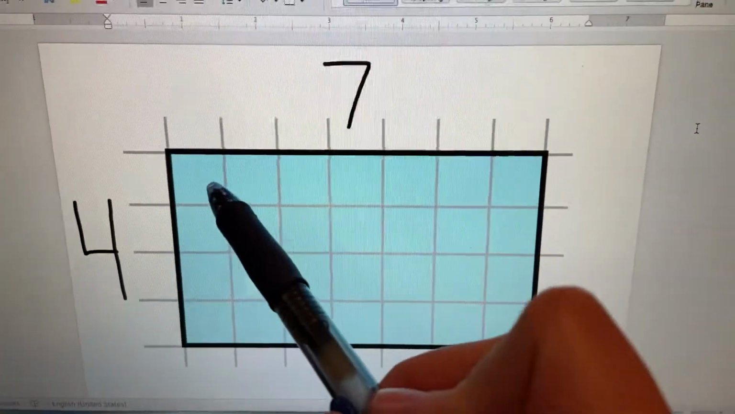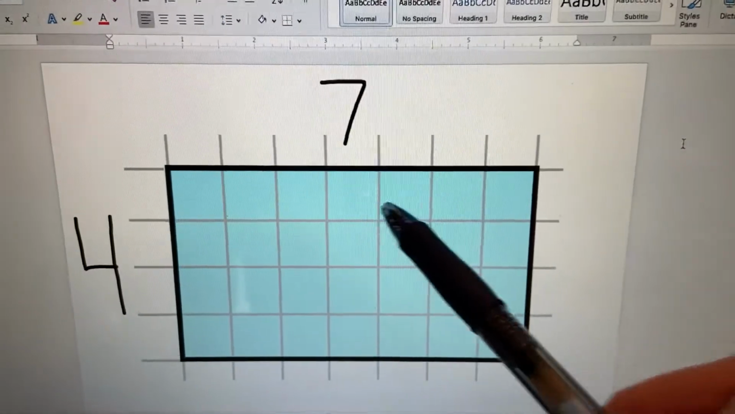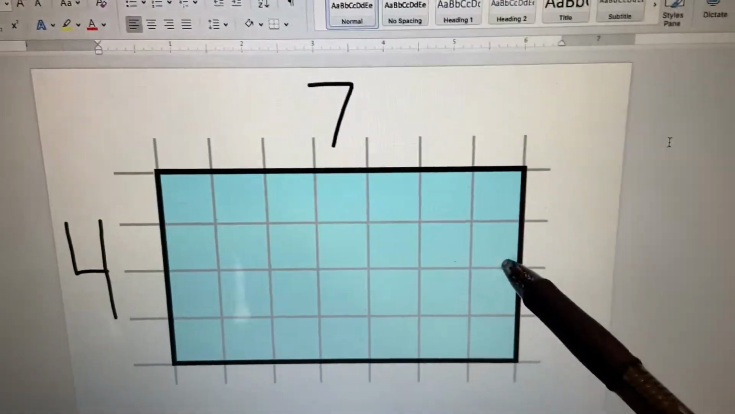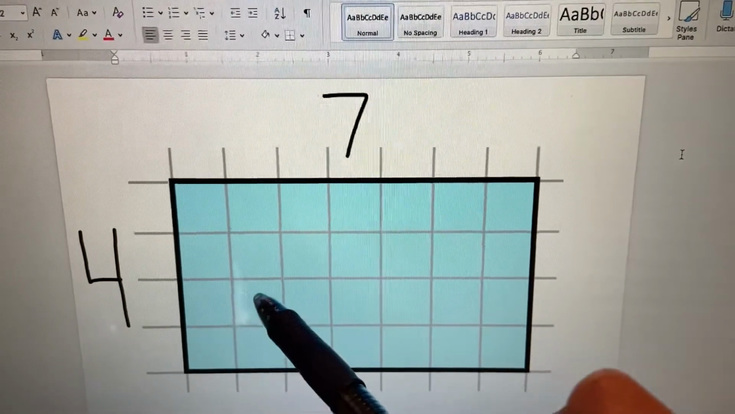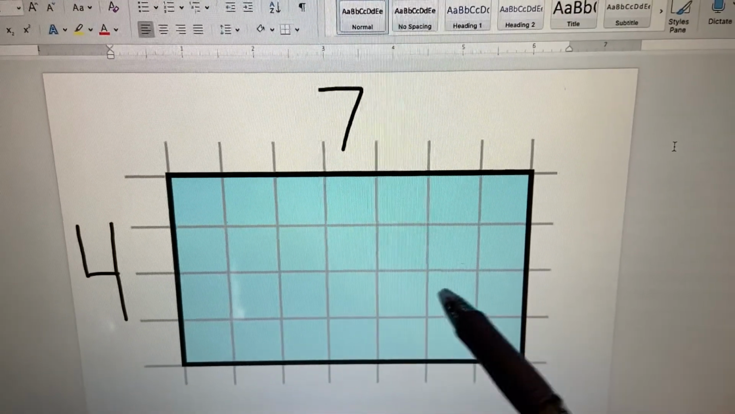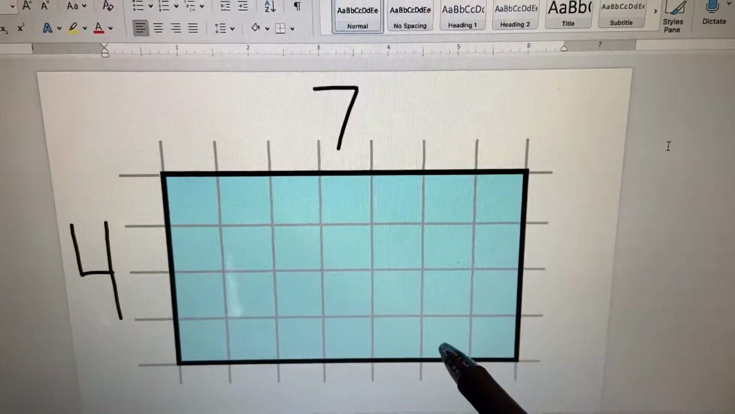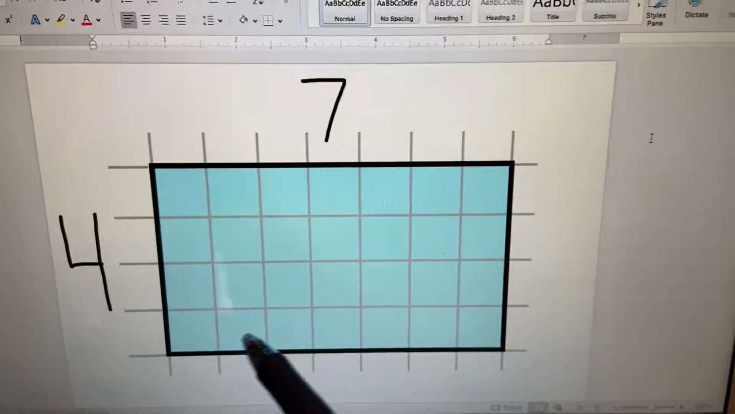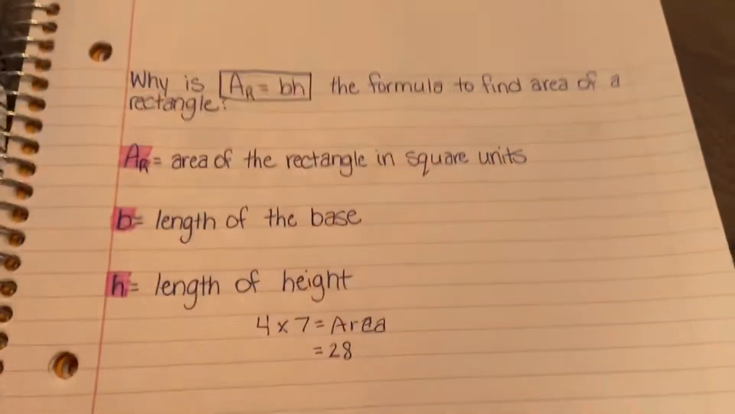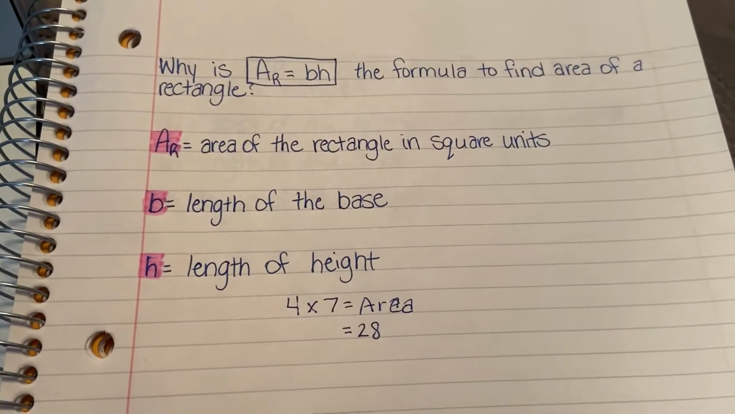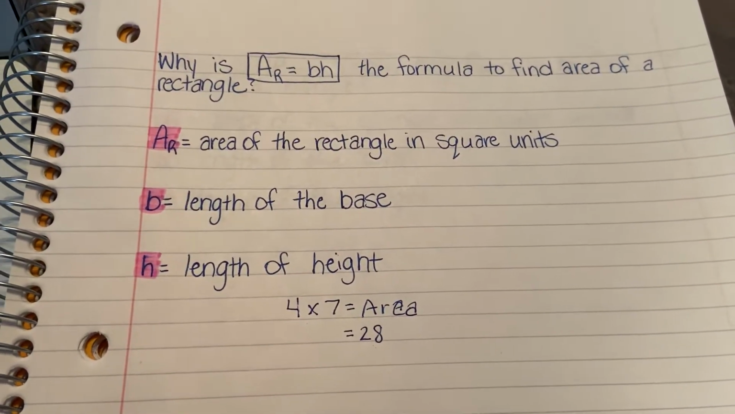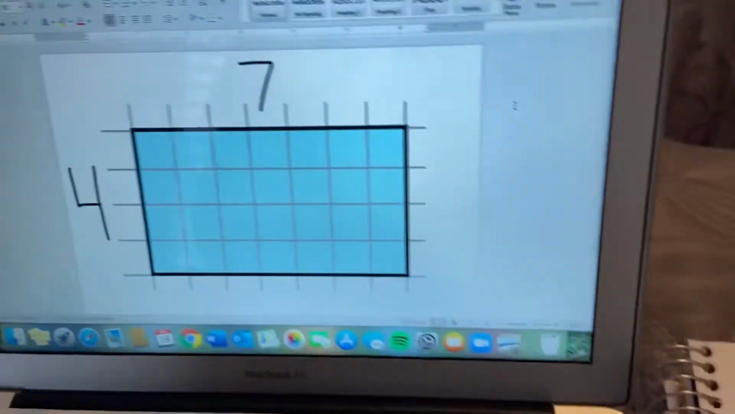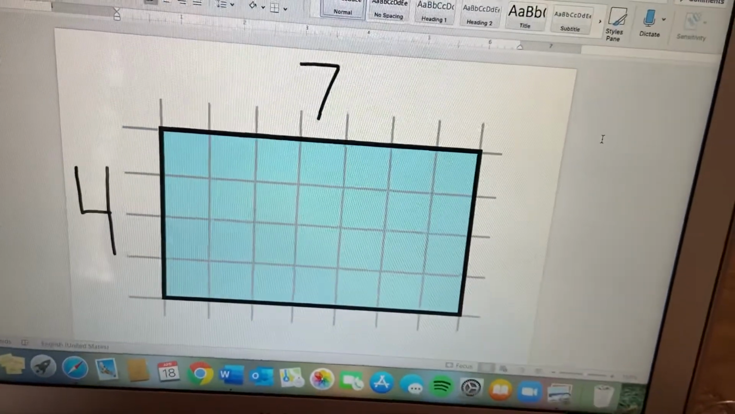Let's check. 1, 2, 3, 4, 5, 6, 7, 8, 9, 10, 11, 12, 13, 14, 15, 16, 17, 18, 19, 20, 21, 22, 23, 24, 25, 26, 27, 28. So this area formula does work to find the area of a rectangle. So next time, instead of trying to count all these squares, you can multiply the base times the height.